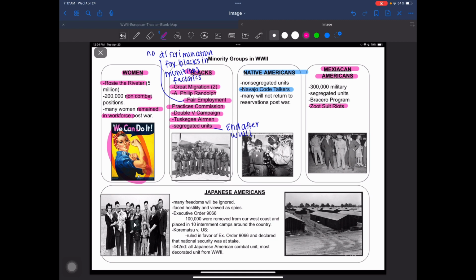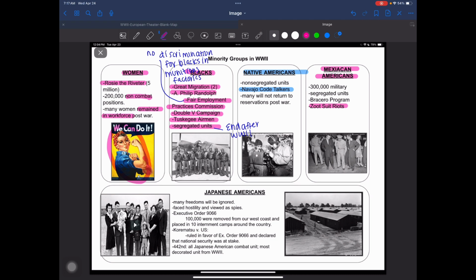So the Zoot Suit Riots are going to break out. Those Navy men are going to start attacking any Mexican American that they see, beating them, literally snatching the suits off their bodies and things like that. As far as in the military, like the African Americans, they did have to fight in segregated units.